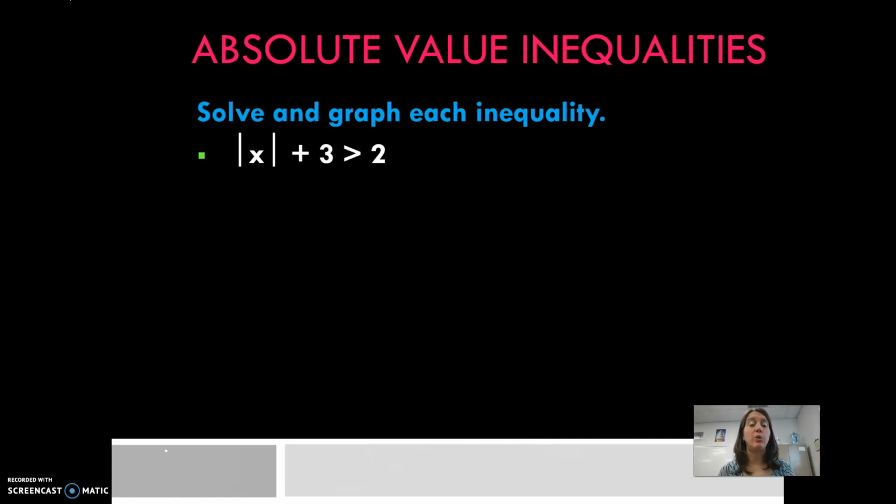Well, 2 minus 3 is negative 1. So I have the absolute value, whoops, I forgot my absolute value symbols again. The absolute value of x is greater than negative 1. And well, what does that mean? Absolute value is distance, and distance is always positive. So this question says some positive number is bigger than negative 1. Are positive numbers bigger than negative 1? Yeah, that's always true. Any positive number is always bigger than a negative number.